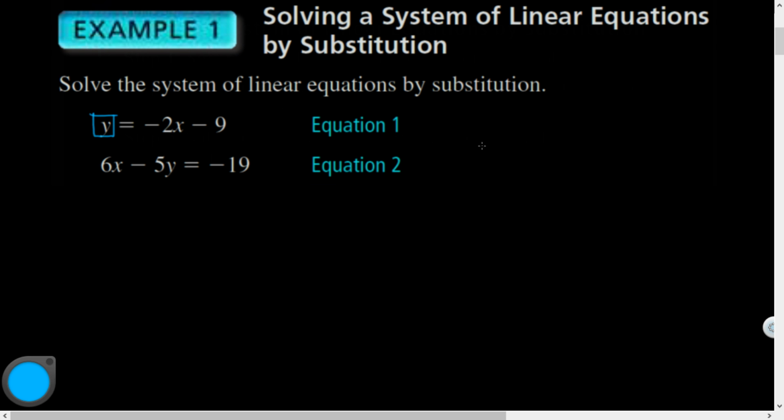In this case, step one is already done. It's already solved for that y: y equals -2x minus 9. Like I said, we love solving for y, but sometimes you'll want to solve for the x. This one happened to be a solve-for-y step, and it was already solved. So step one is done.